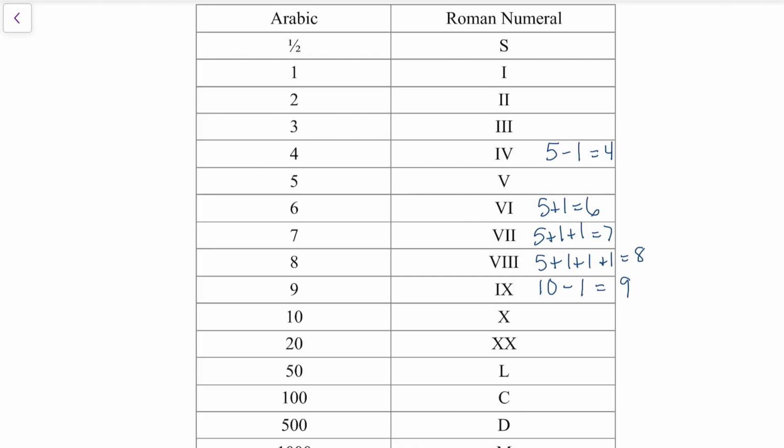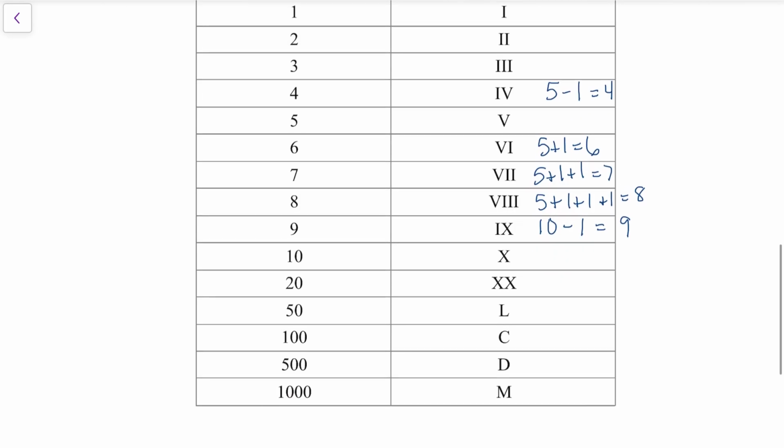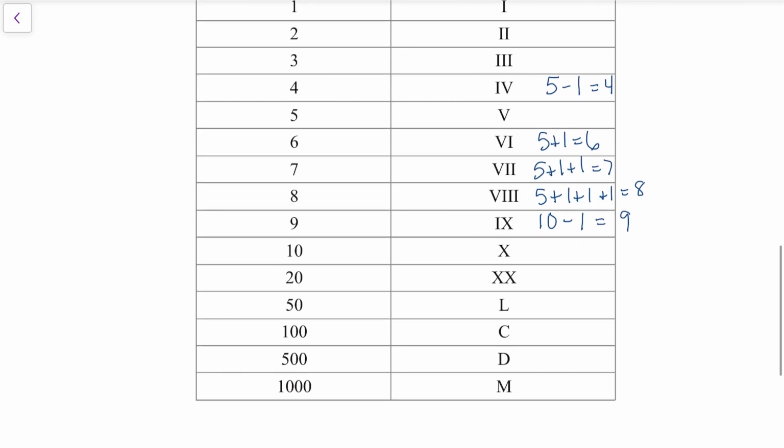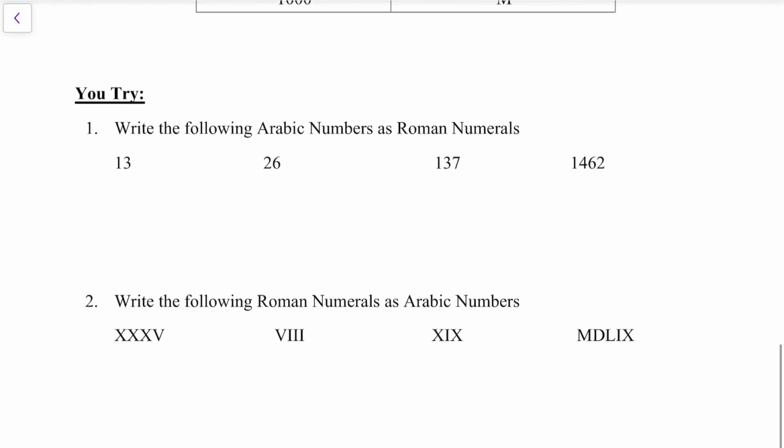So that's how you get from 1 to 10. Now, once you're at 10, to get to 20, you're going to do XX. 30 would be XXX. And then I can't do 4 X's, so that's when you would do 50 minus 10, which is one of those subtraction rules that we talked about, and so on. And then again, we have L, C, D, and M. Okay? So how do we put this all together?